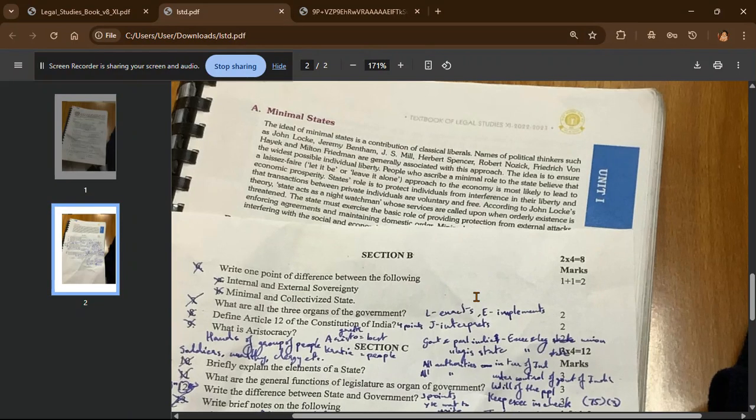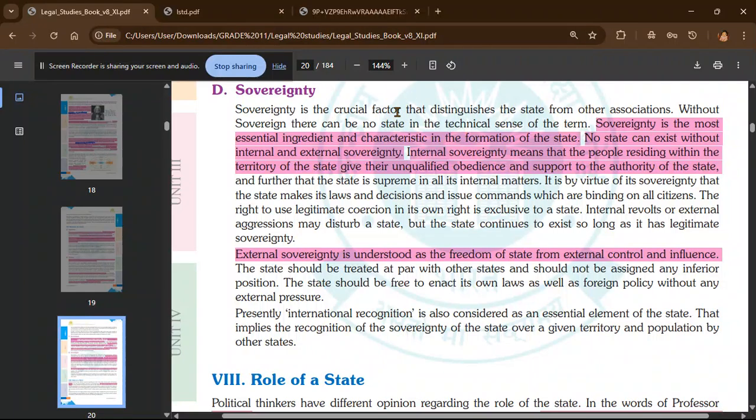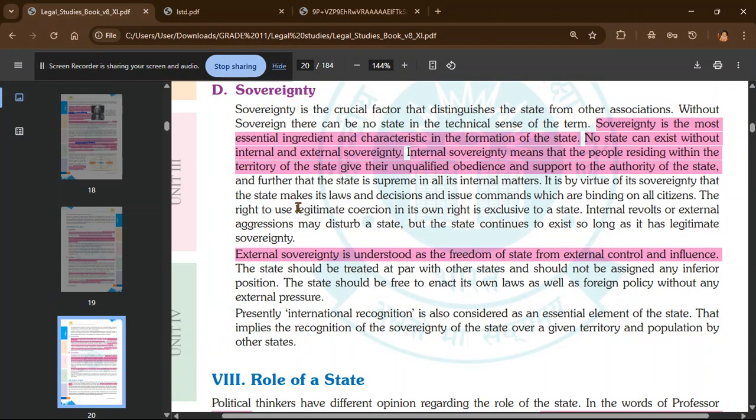They have given you a 2 into 4. It's a 2 marker, so they have given you a 2 marker to write one point of difference between internal and external sovereignty. So you just write this line that I've identified for internal sovereignty, what I have highlighted. And for external sovereignty, you can write this line and this line, what I've underlined. For 2 markers, it's more than enough. Write it in points so that it looks like you have added some quality to it.